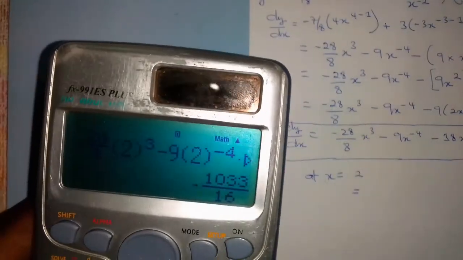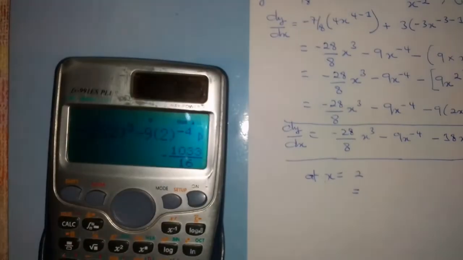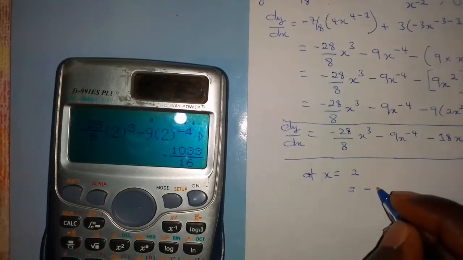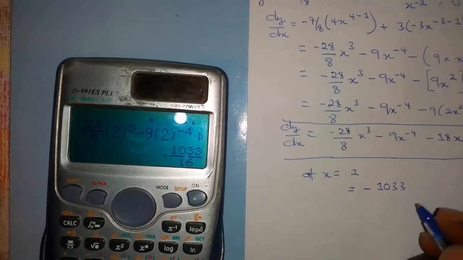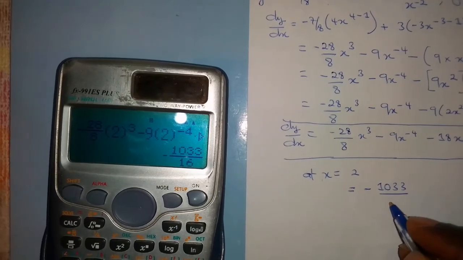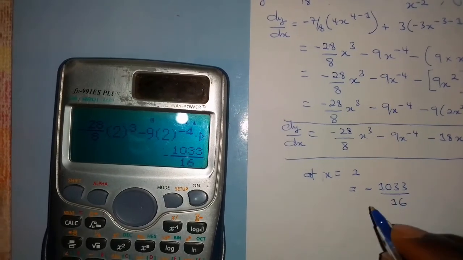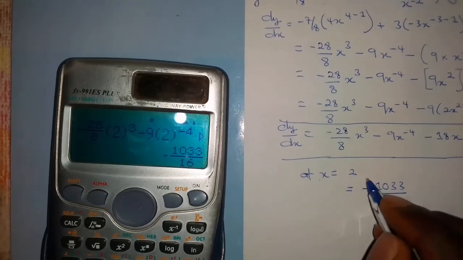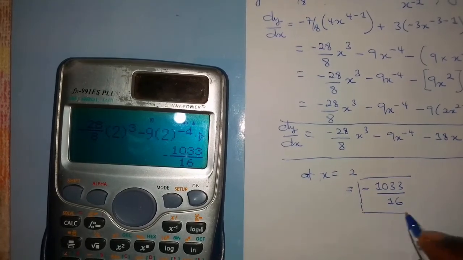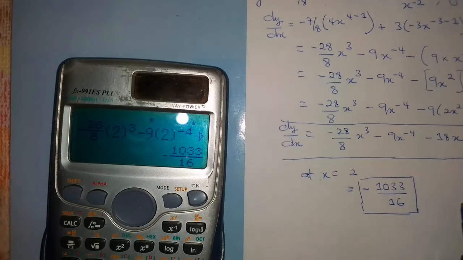So what will be the answer we find here? We have minus 1033 over 16. So dy/dx would be this at x equal to 2. So that is the final answer.